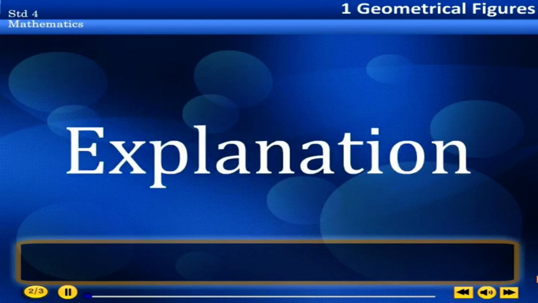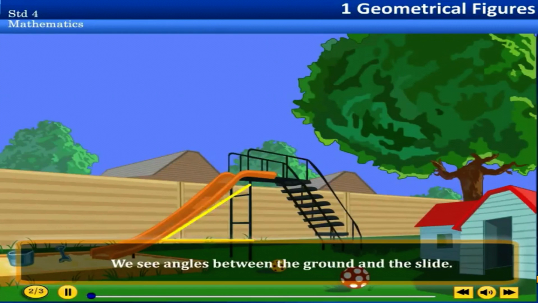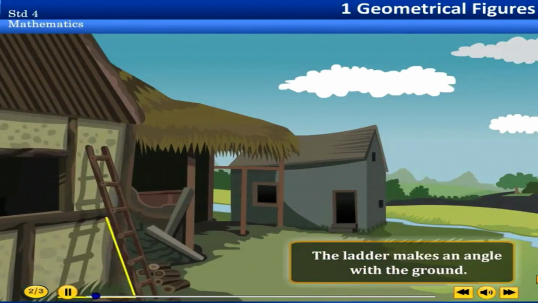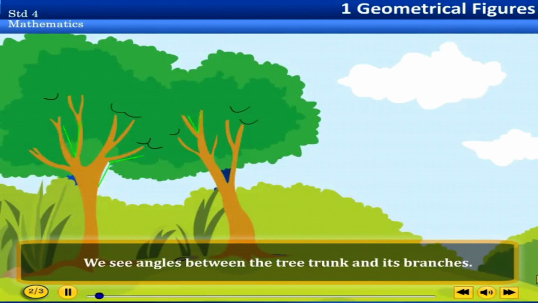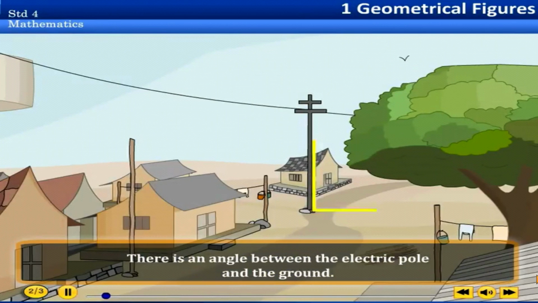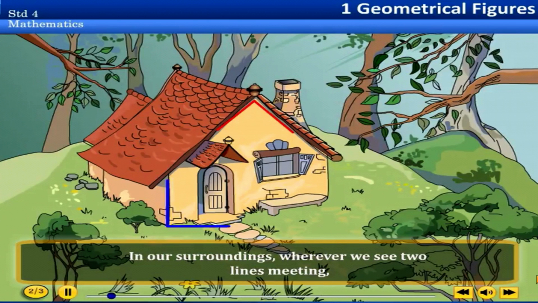We see angles between the ground and the slide. The ladder makes an angle with the ground. We see angles between the tree trunk and its branches. There is an angle between the electric pole and the ground. In our surroundings, wherever we see two lines meeting, there is an angle.